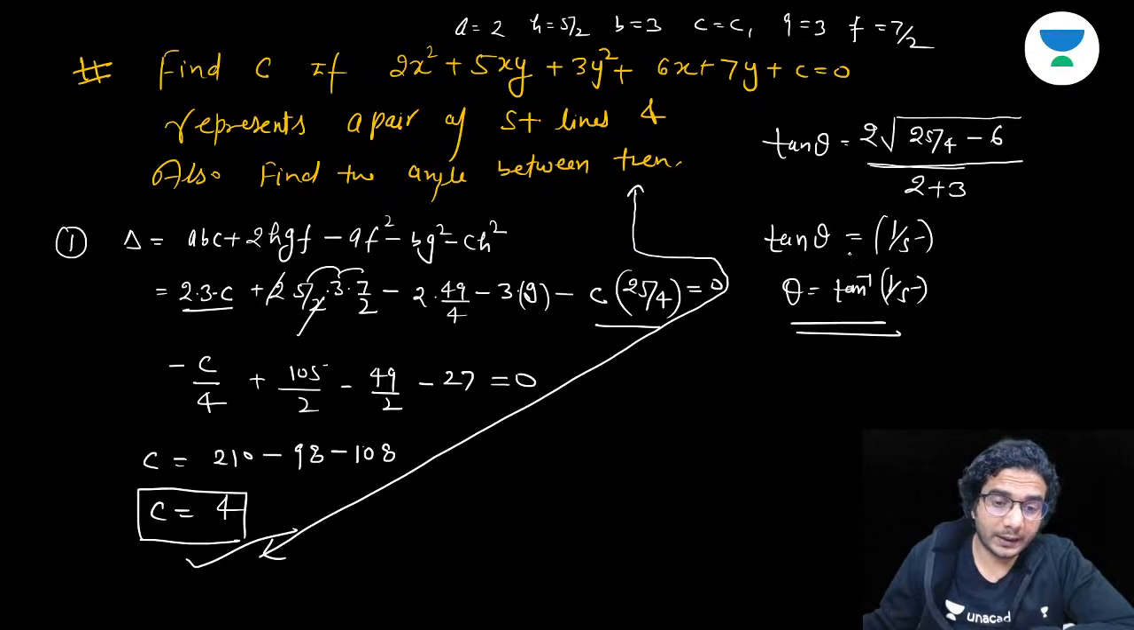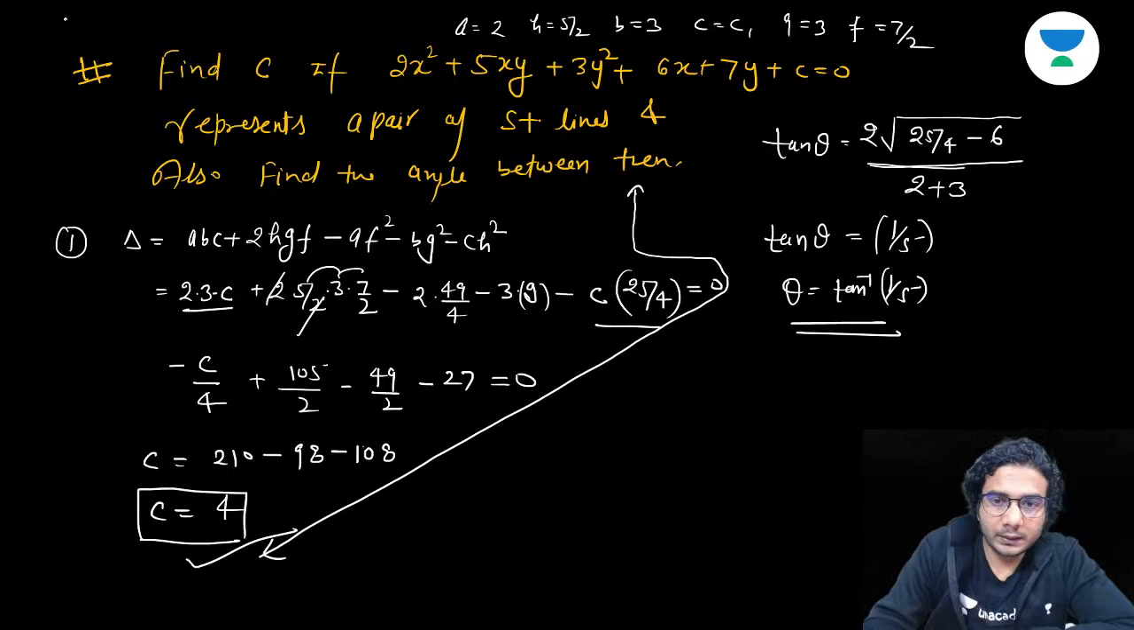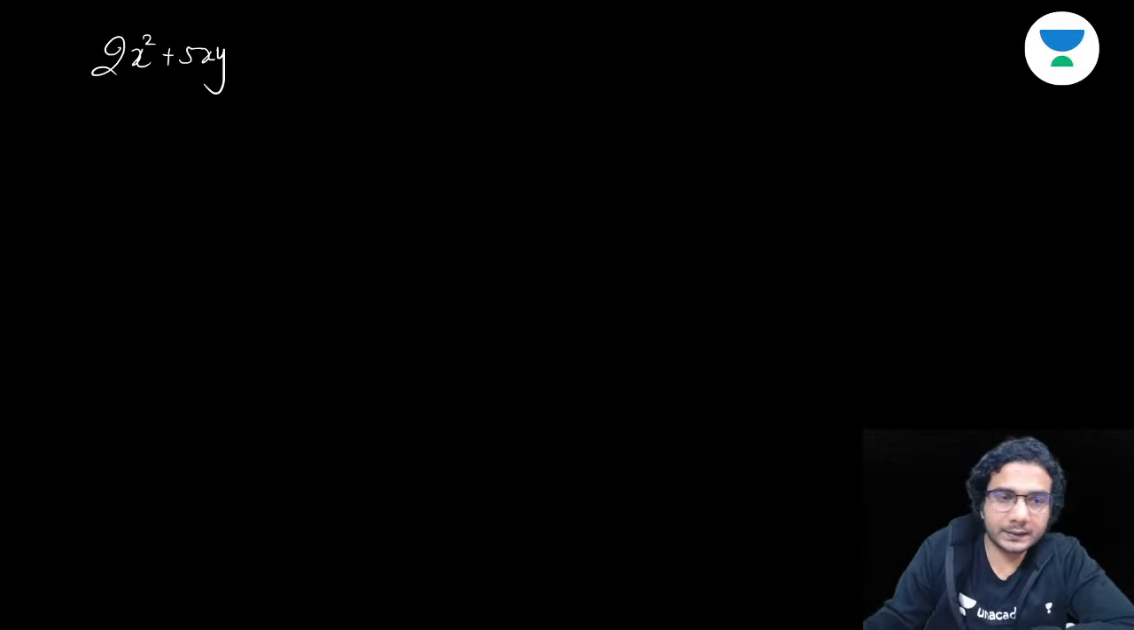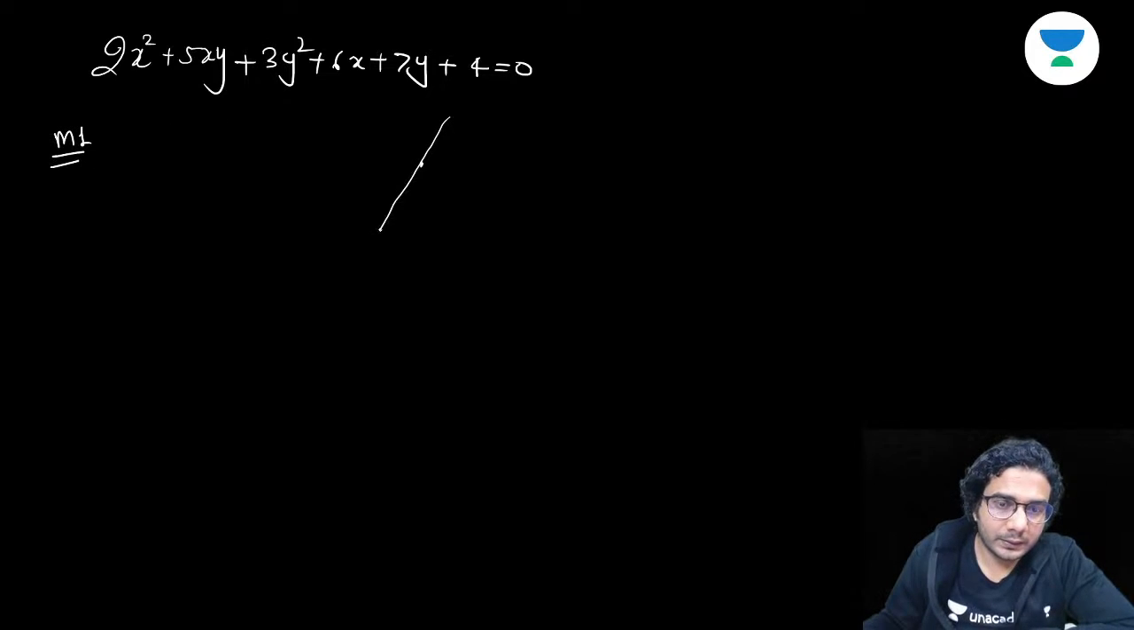Now you need to separate the lines. So how to separate the lines? Lines given by 2x square plus 5xy plus 3y square plus 6x plus 7y plus we have got 4, right, is equal to 0. How to separate the lines? So there are two methods to separate the lines. Method number one is, can you tell me how to separate the lines?